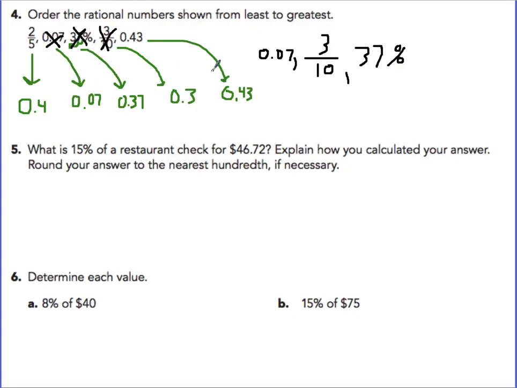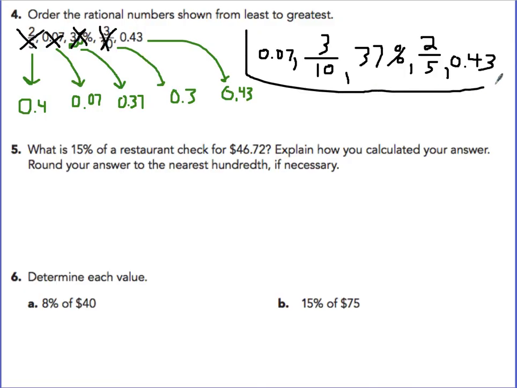Then next we only have 2 options, 0.4 and 0.43. So 0.4, originally written as 2/5. And then the last thing is 0.43. Pay attention to, because it says from least to greatest. Sometimes it'll change based on how it's written. Make sure that we just read the problem correctly.